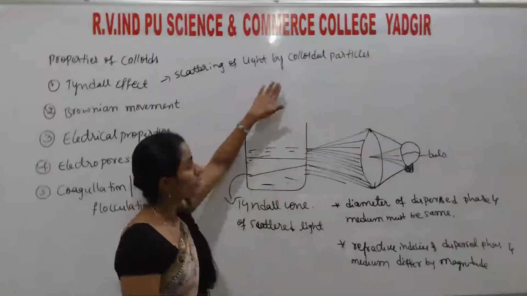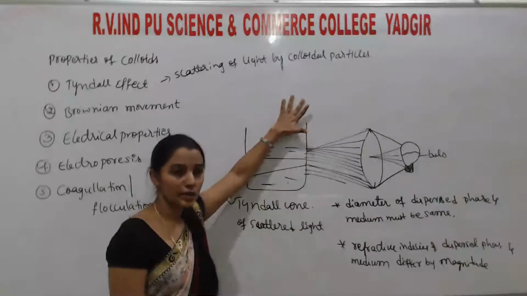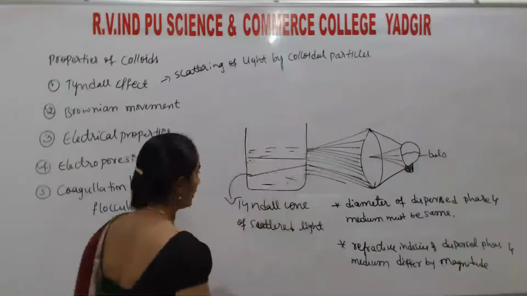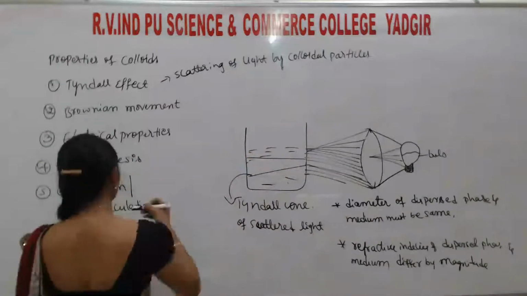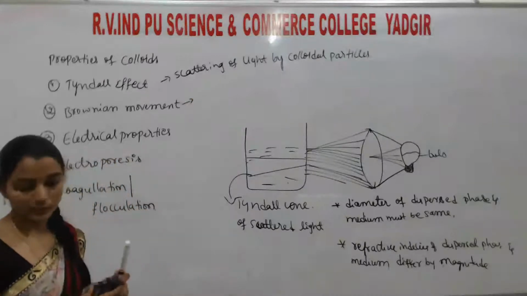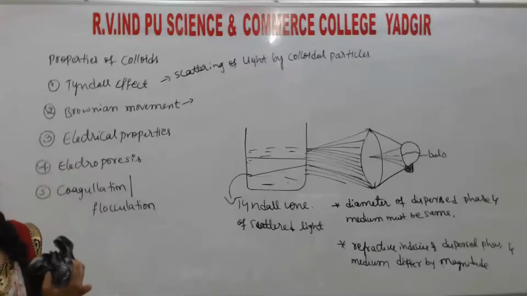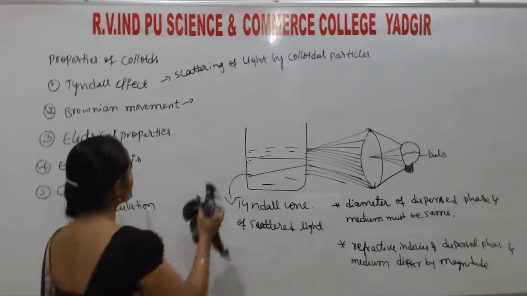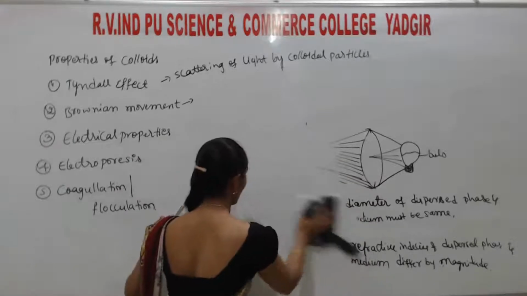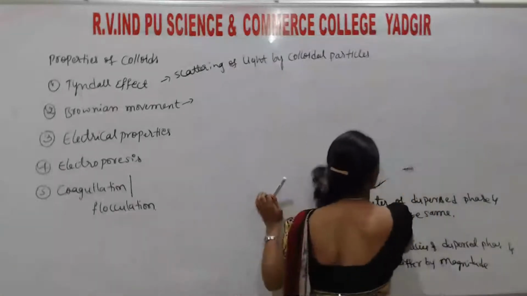Scattering of light by colloidal particles is called as Tyndall effect. One marks se keltare. Next. Listen. Next one is Brownian movement. Okay. So this Brownian movement is explained by the scientist Robert Brown. That's why it is called as Brownian movement.